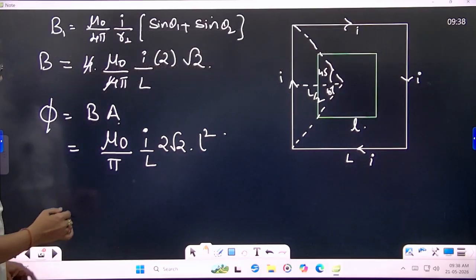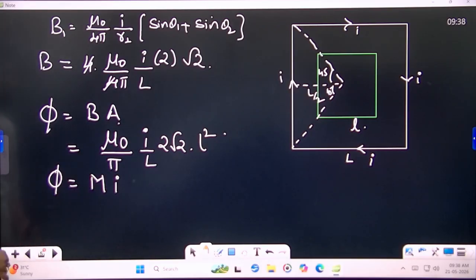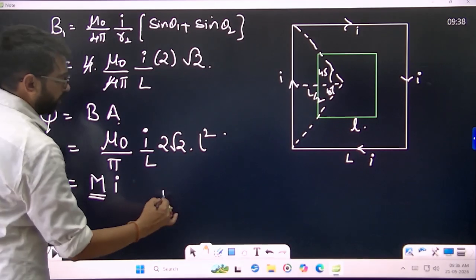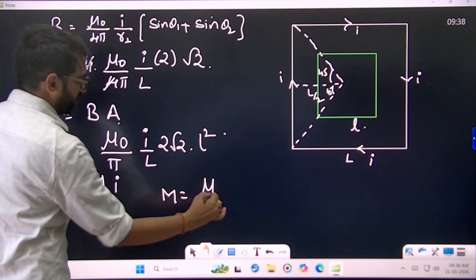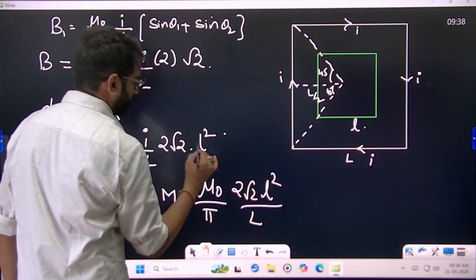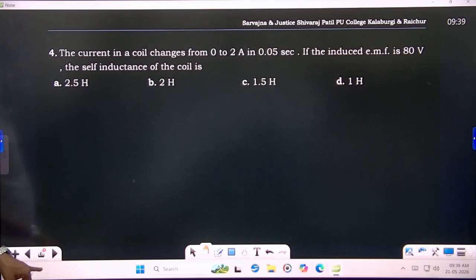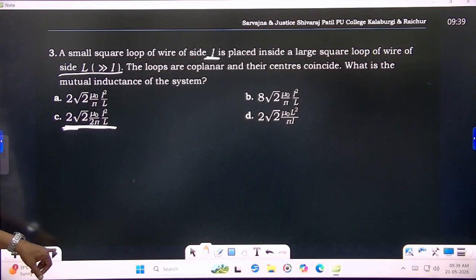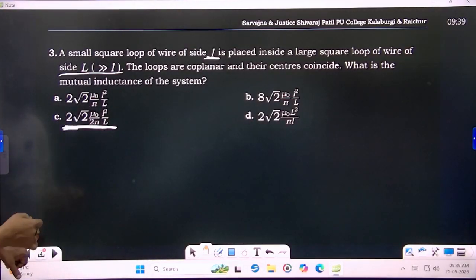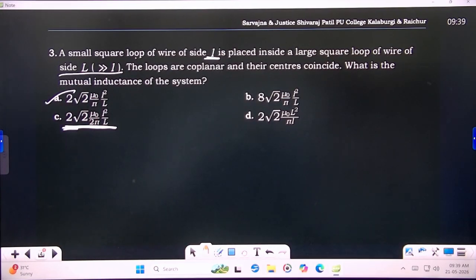He is asking for mutual inductance, right? We have found the flux, but we know flux is equal to M into I. So compare these two equations. The left side is the same; if you equate the right side, in place of M, what do you get? M is equal to mu naught divided by pi into 2 root 2 small l square divided by capital L. Flux is not asked; the coefficient of mutual induction is asked here, so this will be the answer: mu naught by pi, 2 root 2 l square by L.